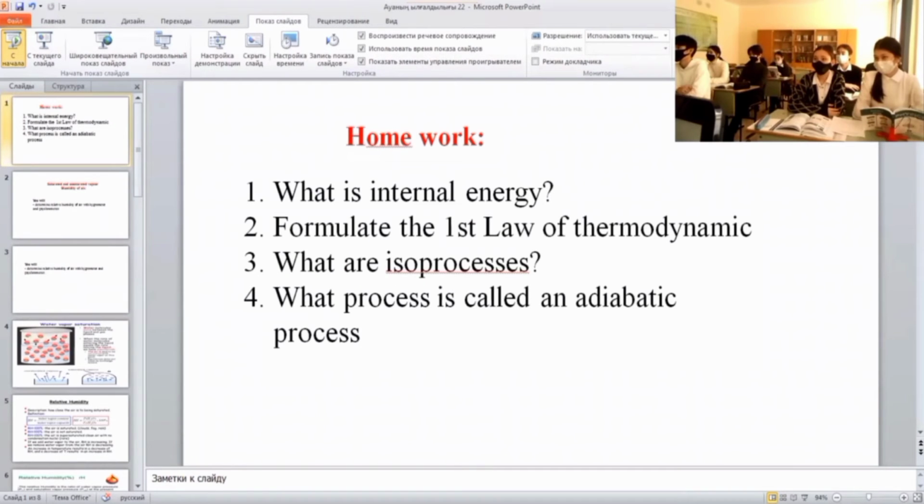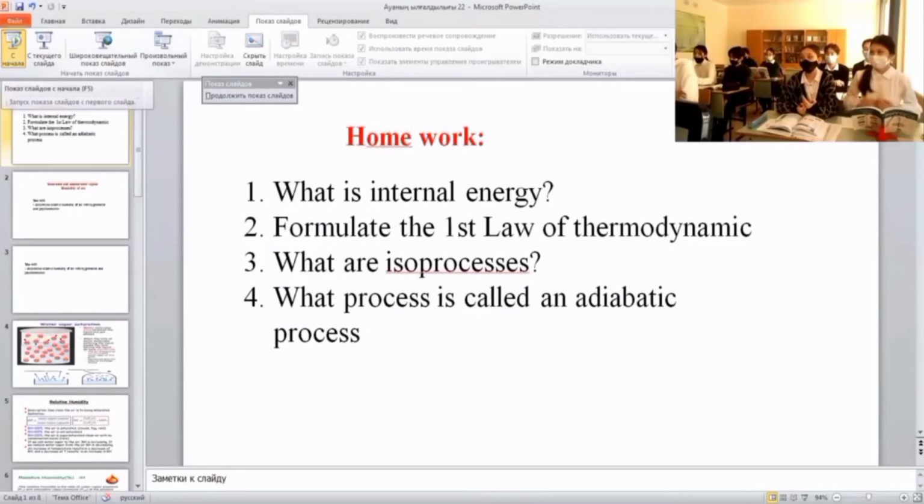Second question: Formulate the first law of thermodynamics. The first law of thermodynamics is another energy conservation law that relates change in internal energy to energy transfers as heat and work. Okay, good. Third question: What is an isoprocess? It is a process in which two parameters change when one of the three parameters is constant.